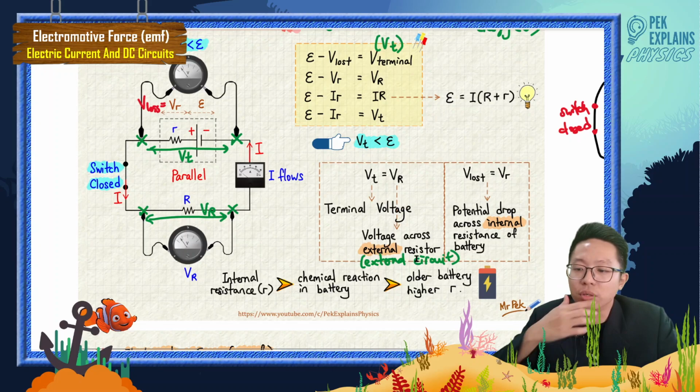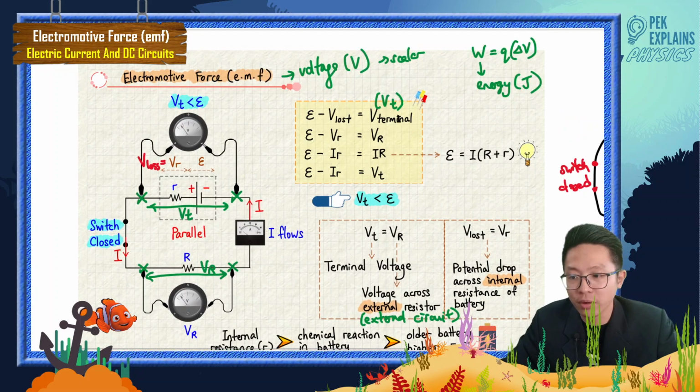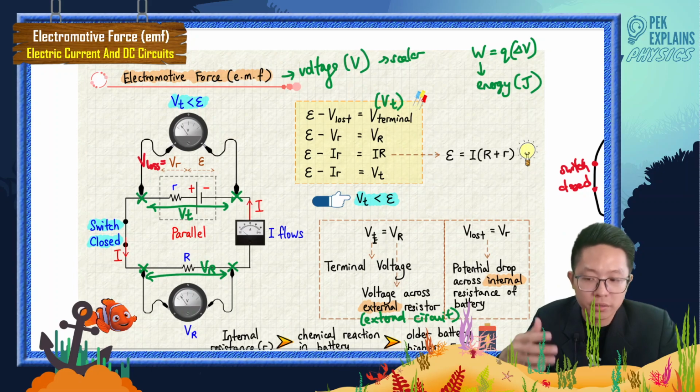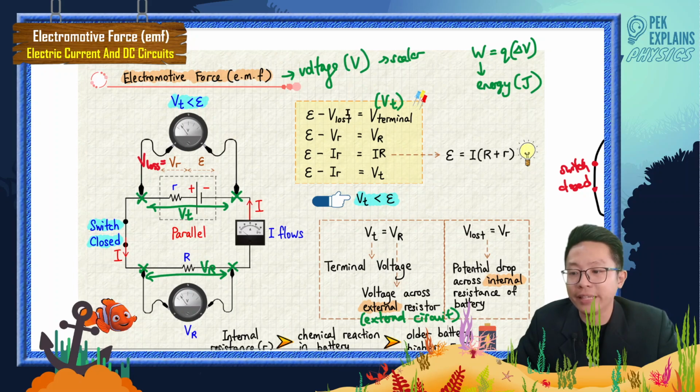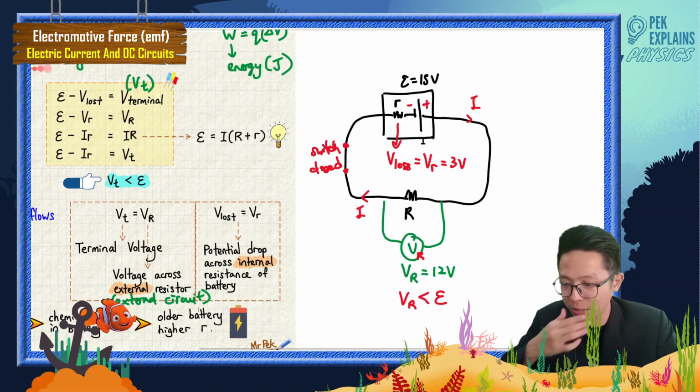So the external circuit, or the voltage across the external circuit, only receives the terminal voltage. It won't receive the EMF. The external circuit only receives VR, or the terminal voltage. Why does it only receive the terminal voltage? Because there is voltage loss across the internal resistor. So it's just like the example just now.